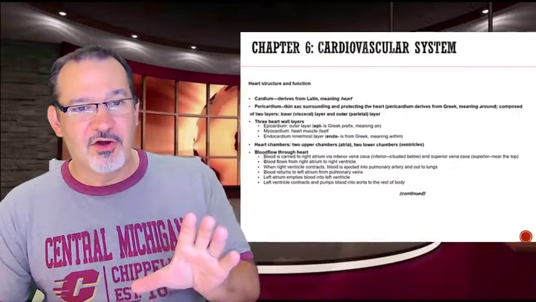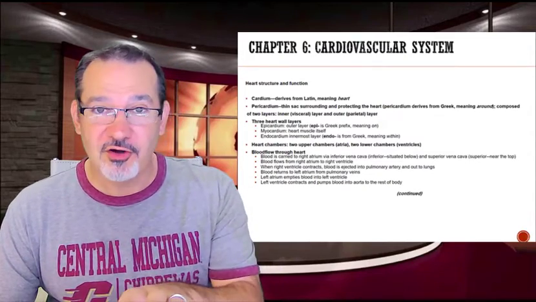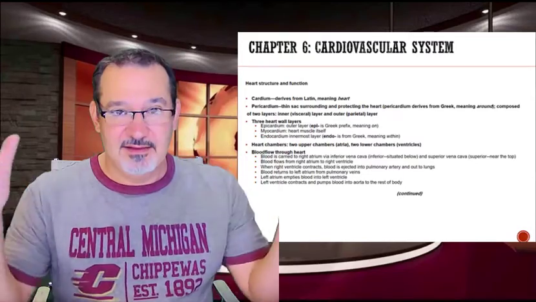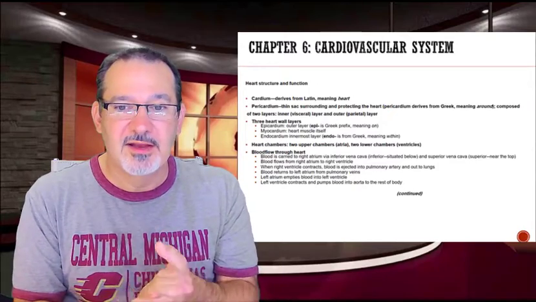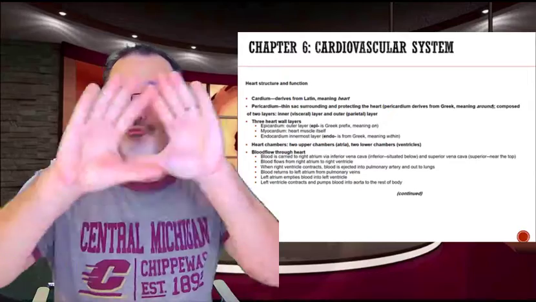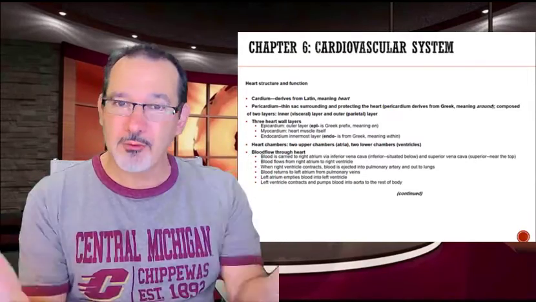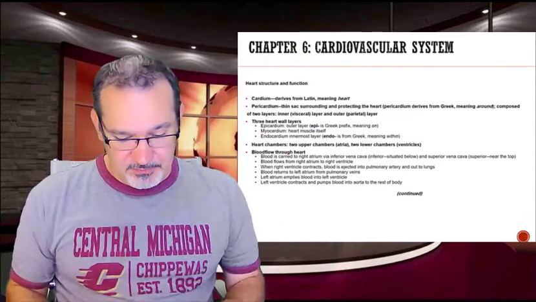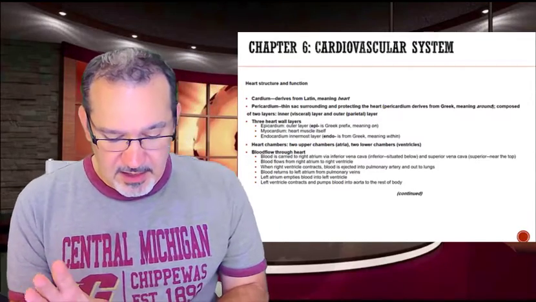All right, so the cardiovascular system. Cardium, Latin, referring to the heart. The pericardium is a sac that surrounds the heart and it helps to protect the heart, okay? And if you notice on the slide, it says pericardium derives from the Greek word meaning around. So if you just remember peri, P-E-R-I, is always surrounding something. So the pericardium is a sac that surrounds the heart, okay? So that's the protection layer, okay?